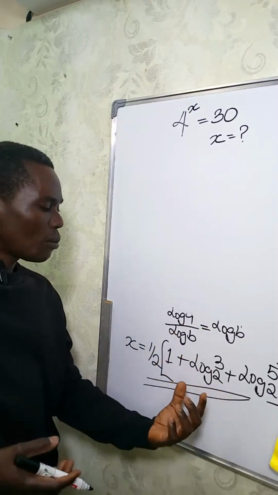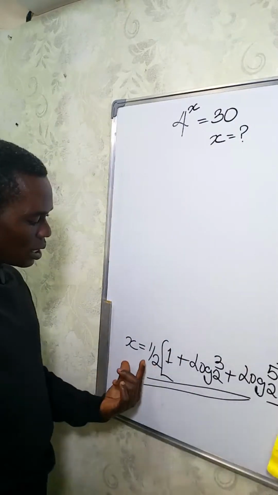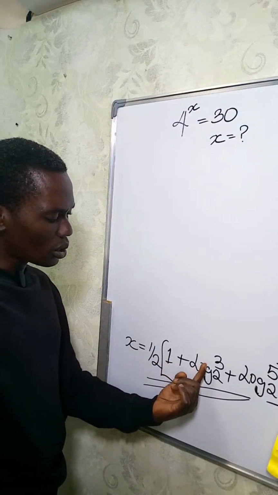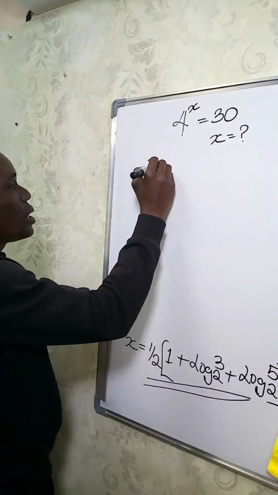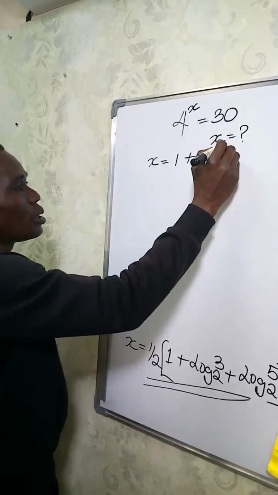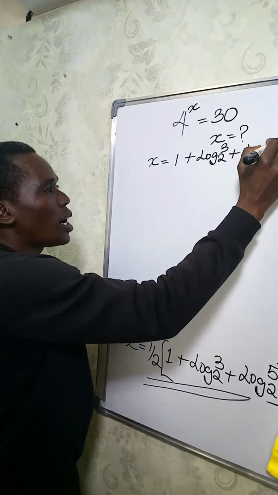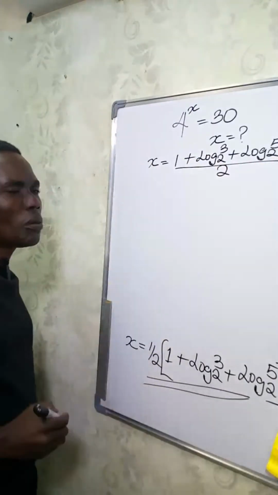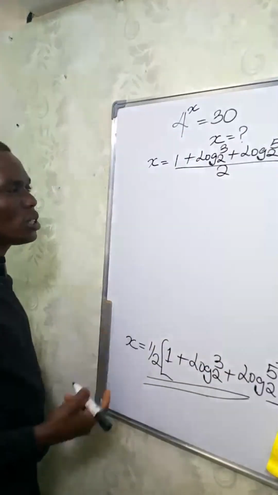Now let's look at that. I'm going to insert this expression, which is the log of x equal to half of 1 plus log 3 base 2 plus log 5 base 2. That expression can simply make my x equal to 1 plus log of 3 base 2 plus log of 5 base 2, all divided by what? By 2. And this will become my solution. Now let me insert this whole solution as a value of x into this expression.